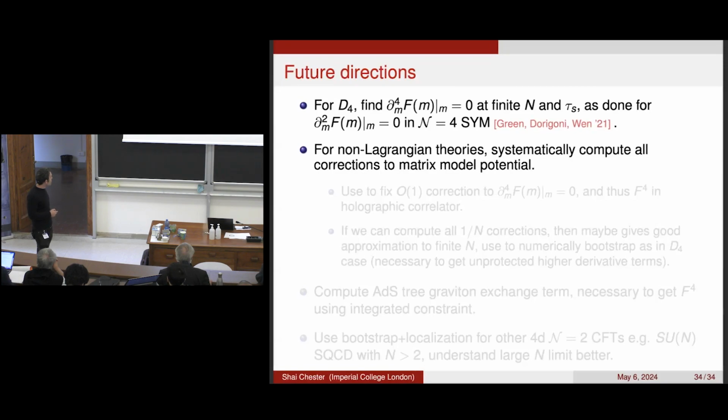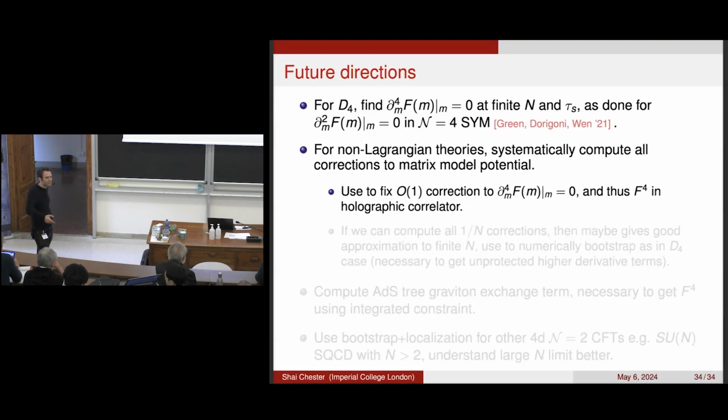For the non-Lagrangian theories, there's many things we would like to do. First of all, we'd like to systematically compute all corrections to the matrix model potential, probably by some kind of holomorphic anomaly equation. If we could do that, then we could fix the n to the 0 correction to these mass derivatives, and thereby fix the f to the 4 correction to the holographic correlator. And there are even some flat space predictions we'd be able to match to.